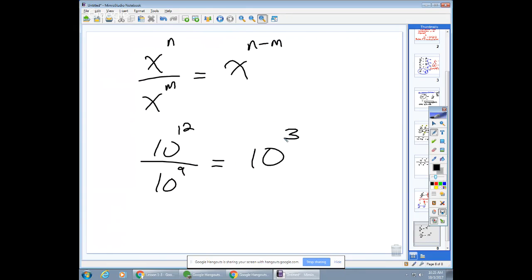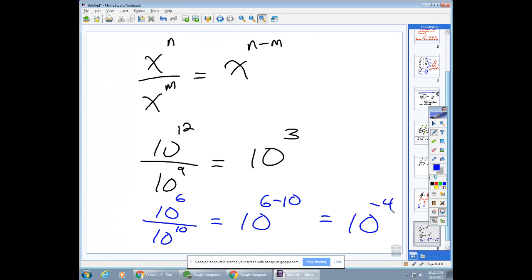Let's try another one. Suppose we had 10 to the 6th divided by 10 to the 10th. That will be 10 to what power? Yeah, so here I have a 6 minus a 10. I'm losing more than I had, so I get a negative number. So I'm writing the intermediate step instead of just thinking it. So this is 10 to the negative 4th power.